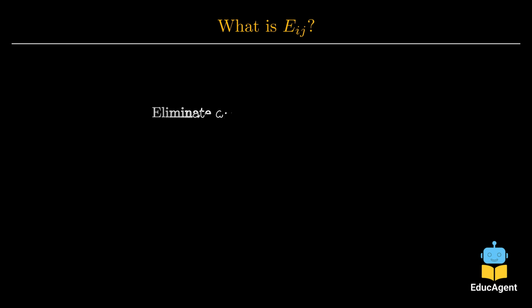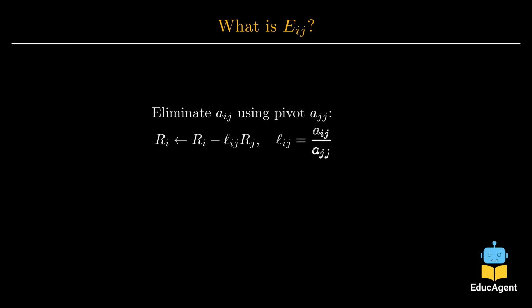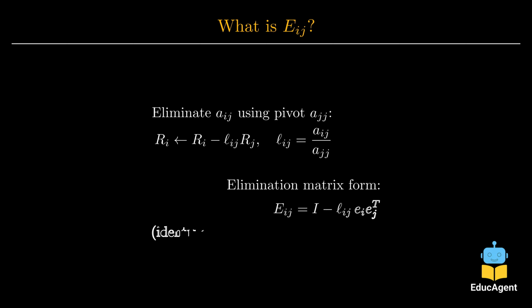Elimination is just a row operation. Subtract a multiple of the pivot row j from row i so that entry ij becomes 0. The elimination matrix is the identity matrix except for one key entry. At position ij, we place minus lij. Multiplying E_ij A performs that row operation automatically.